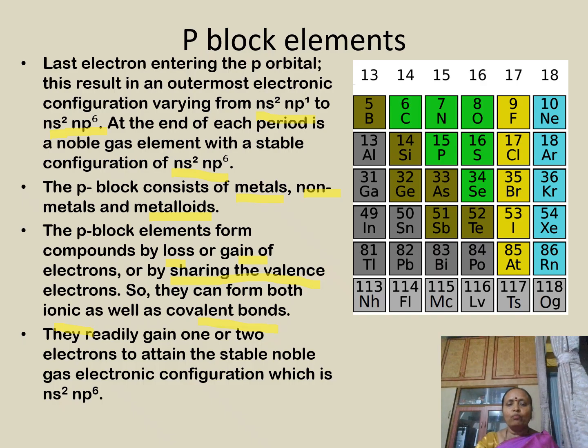They readily gain one or two electrons to attain the stable noble gas configuration, that is ns2np6. So in p block elements, the valence electron or the differentiating electron enters the p orbitals. They have the general electronic configuration from ns2np1 to ns2np6. They are usually metals, non-metals and metalloids, and they form compounds by loss, gain or sharing of electrons to attain a stable electronic configuration.